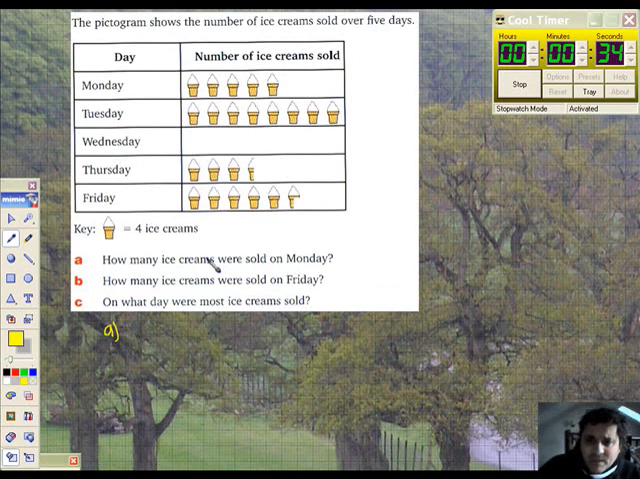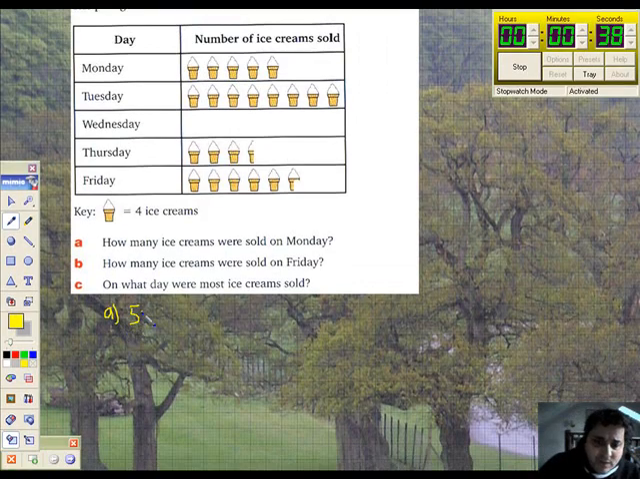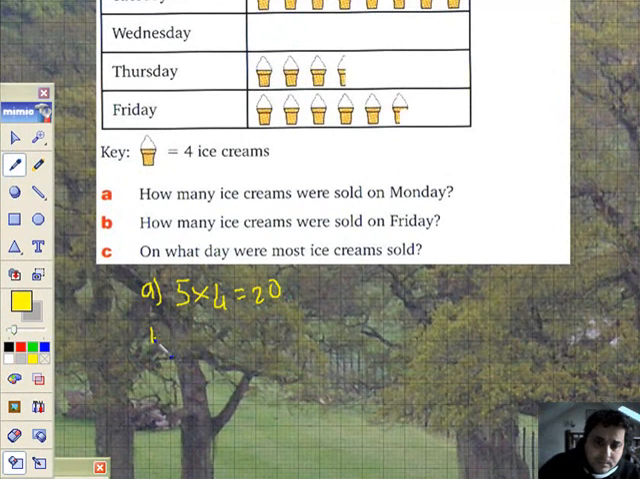Monday, how many sold on Monday? Well, 1, 2, 3, 4, 5. Well, that'd be 5 lots of each diagram, 4, 20. How many was sold on the Friday? 1, 2, 3, 4, 5. At the moment, 5 lots of 4, which is 20.